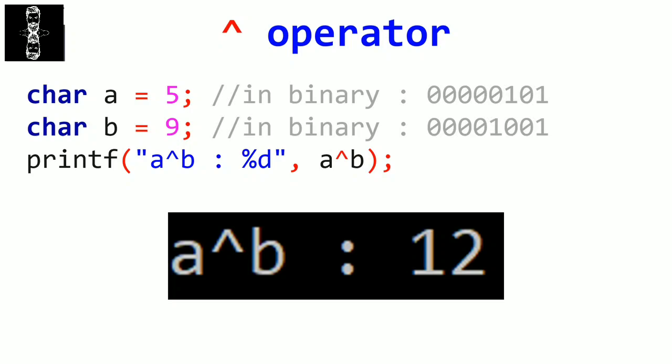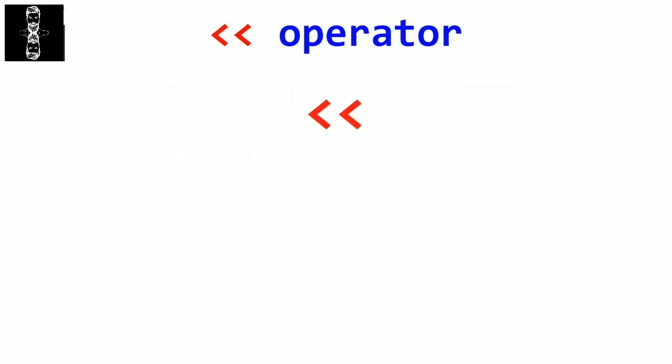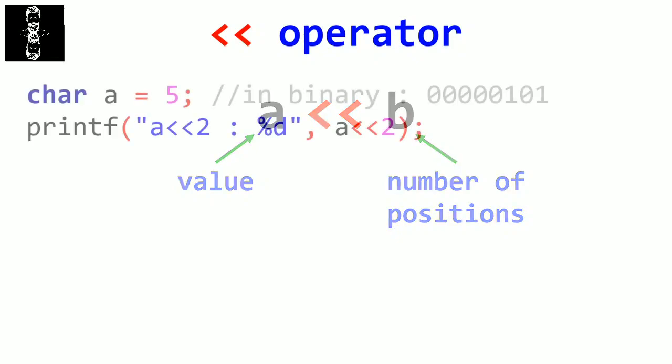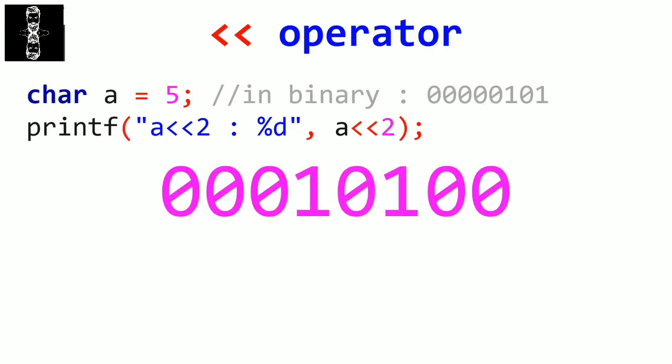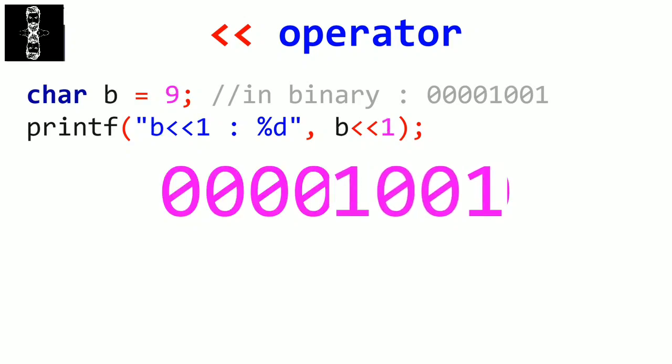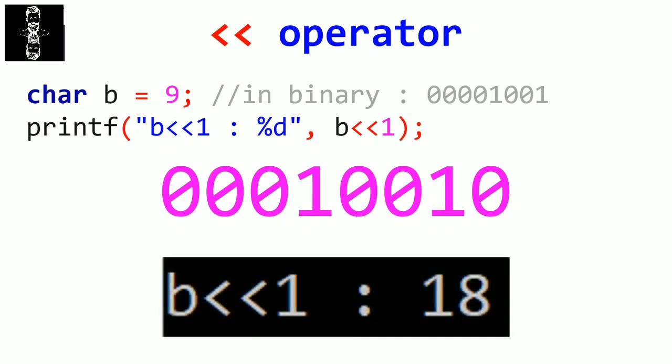Next operator is the left shift operator. It's represented like this. This one returns the left operand with bits shifted by the value of the right operand to the left. For example, if we decide to get the value of a with bits shifted by 2 positions to the left, we write it like this. And this is the result, which represents 20 in binary. If we decide to get the value of b with bits shifted by 1 position to the left, we write it like this. And this is the result, which represents 18 in binary. But be careful, we can have a buffer overflow if we shift too much to the left, so the number of bits wouldn't be enough to support the result.